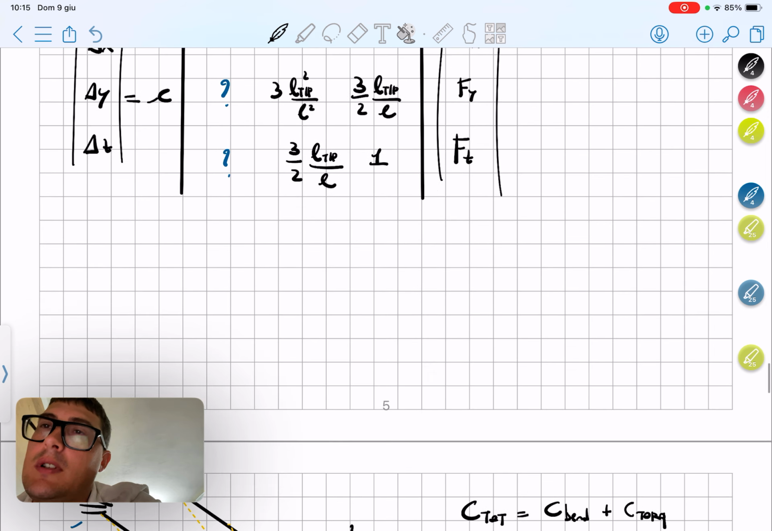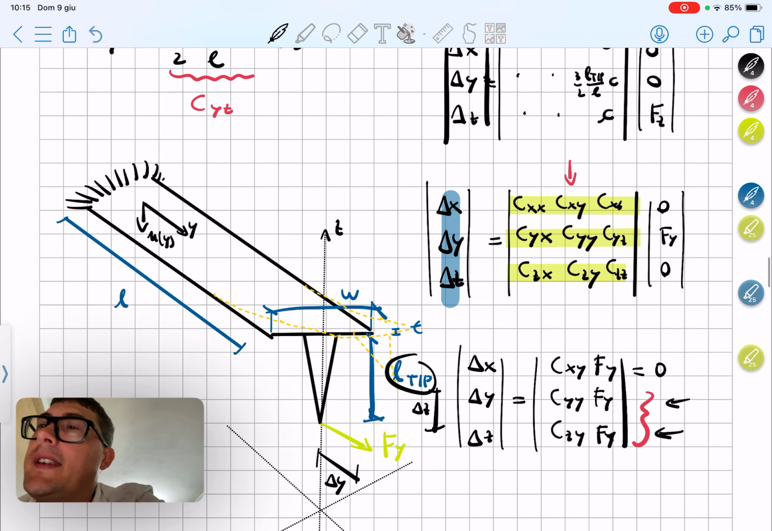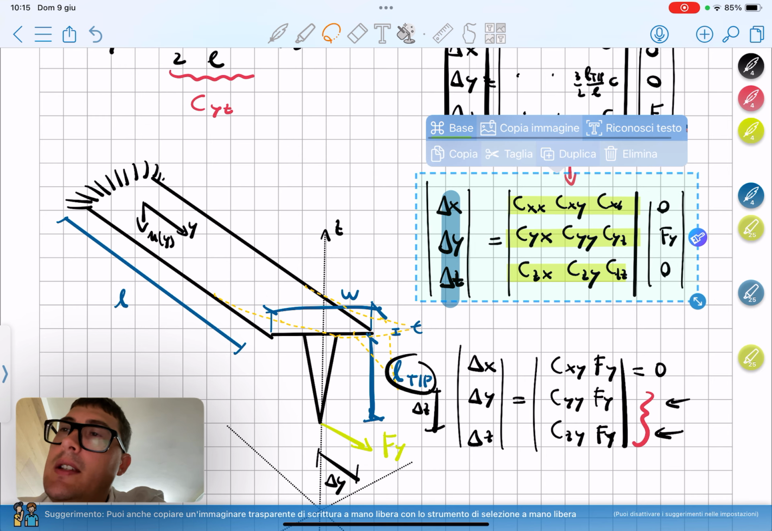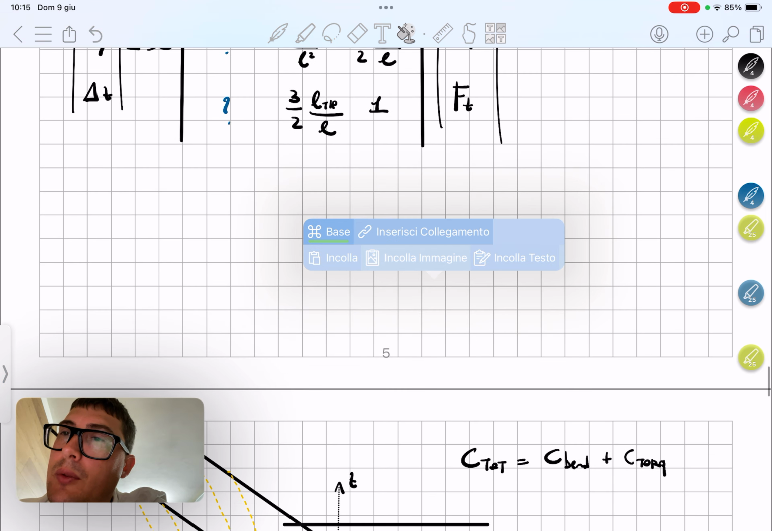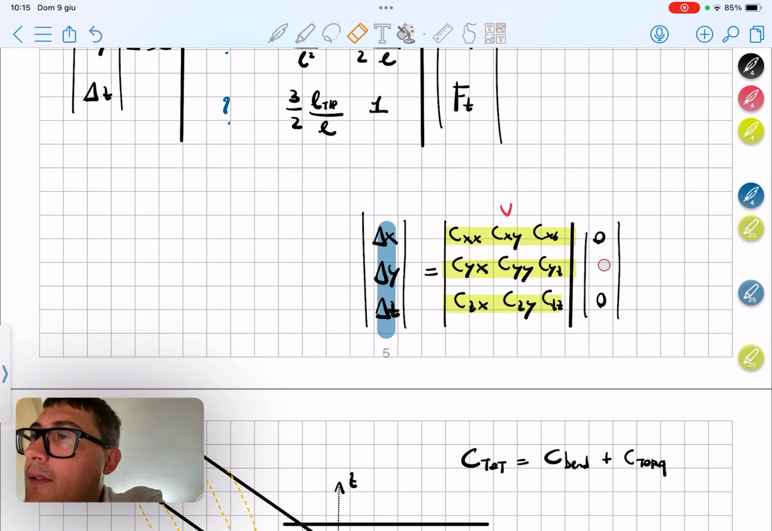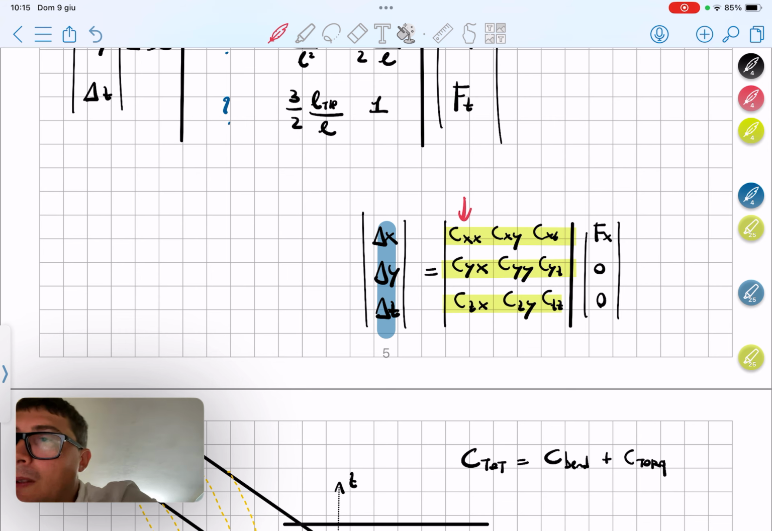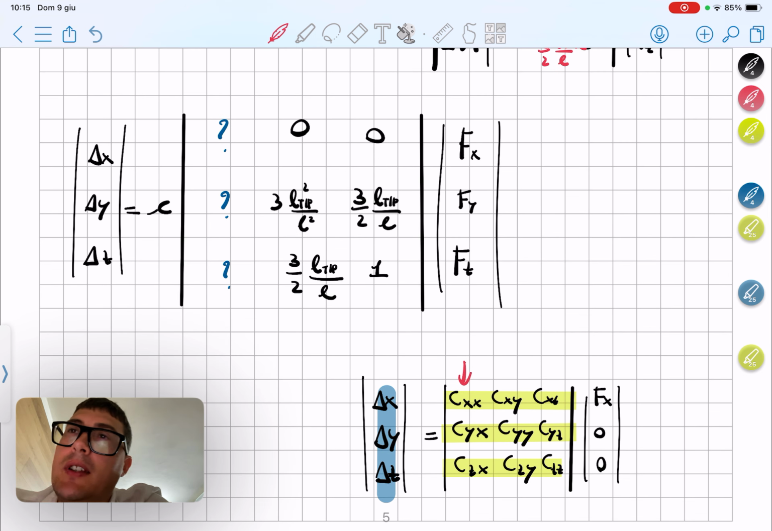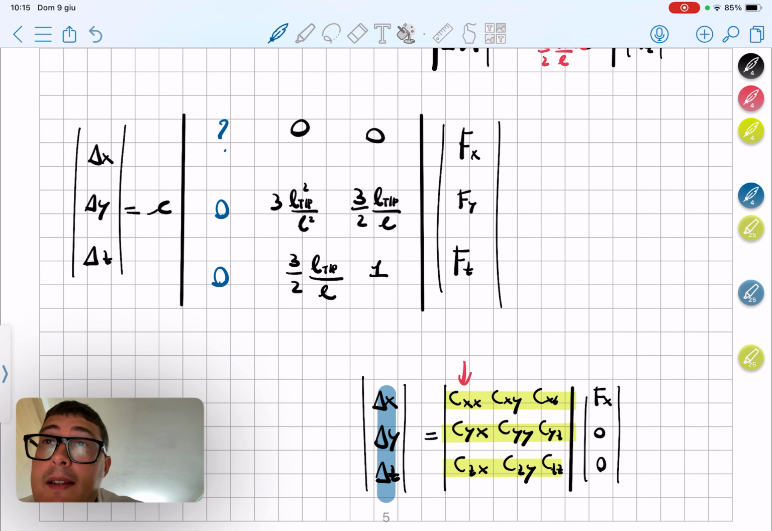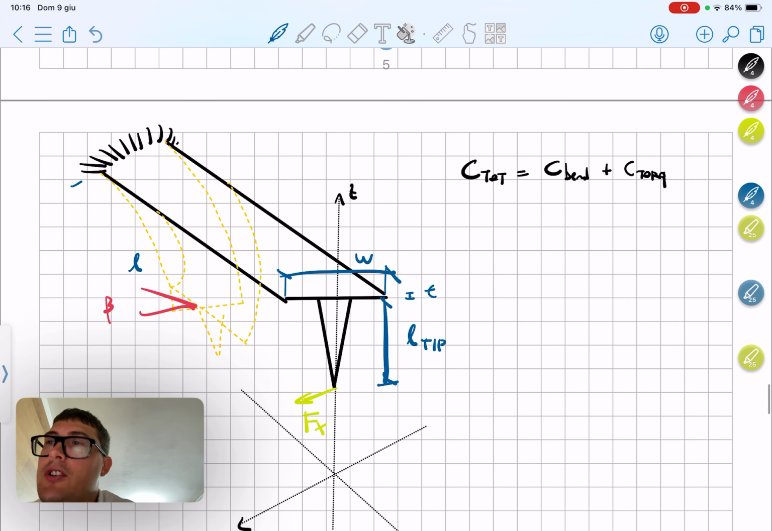Because of f of x, again, remember that we need to extract from this to get the cxx, cyx, and czx. In this case, we have f of x, this is 0, so what we are extracting is this column, and the others are 0, but due to the symmetry of this strain tensor, we also can safely say that these are 0 because of the symmetry. Okay, so essentially what we need to calculate is this C total here, which is made by two contributions. One is pure bending and the other one is torque.